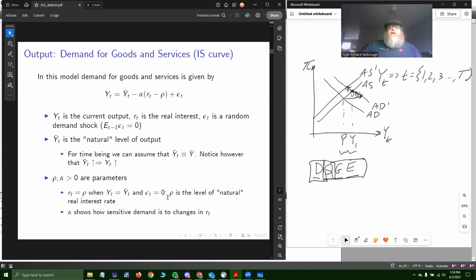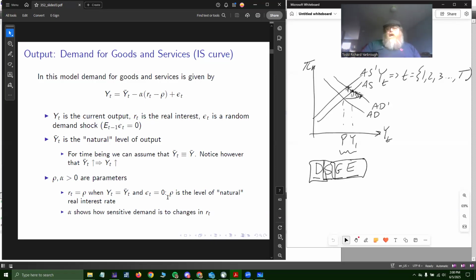Essentially, this is the IS curve. So we're going to have a very straightforward model for the demand for goods. The demand for goods in time period T is going to be a function of potential output, output at full employment, and then a relatively simple dynamic between the real interest rate and this rho. Okay, we'll talk about rho in just a moment. And then we have also added into this particular model a random demand shock.